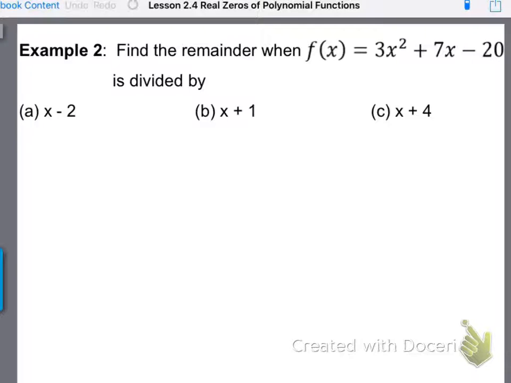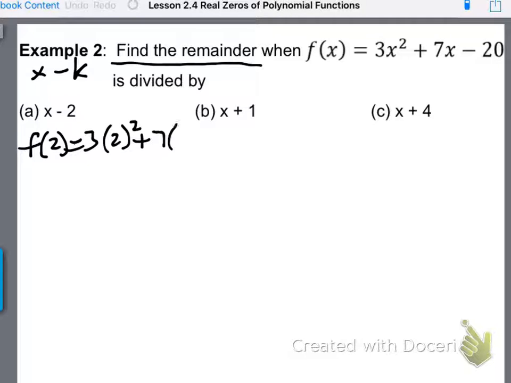For example, if you want to find the remainder when f of x equals 3x squared plus 7x minus 20 is divided by x minus 2, it says find the remainder. So if it only asks you for the remainder, remember, x minus k is the factor in the remainder theorem. So x minus 2, you're actually going to just find f of 2. So you plug 2 in. So 3 times 2 squared plus 7 times 2 minus 20. So 2 squared is 4, 3 times 4 is 12, plus 14 minus 20. So 26 minus 20 is 6.